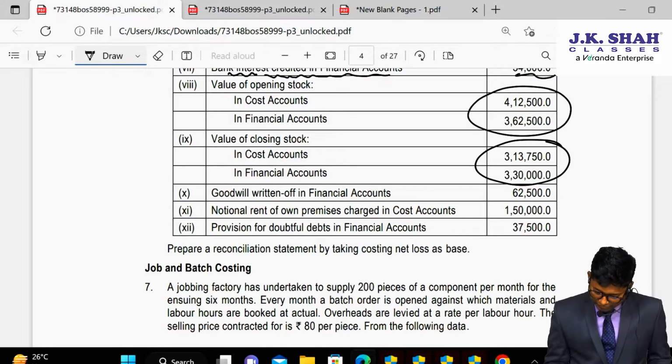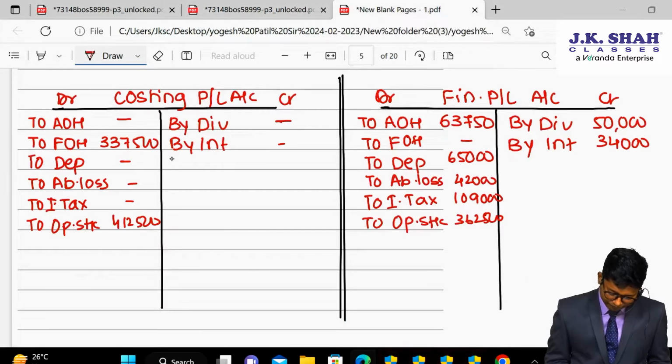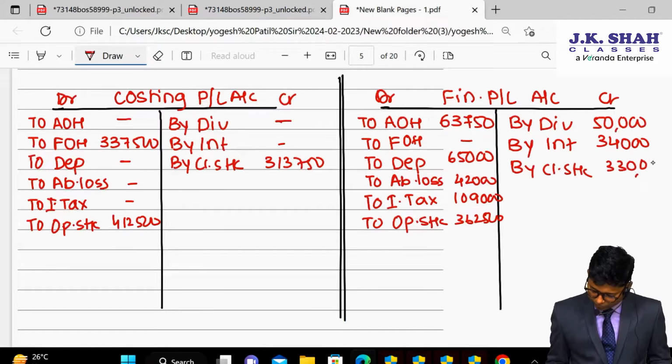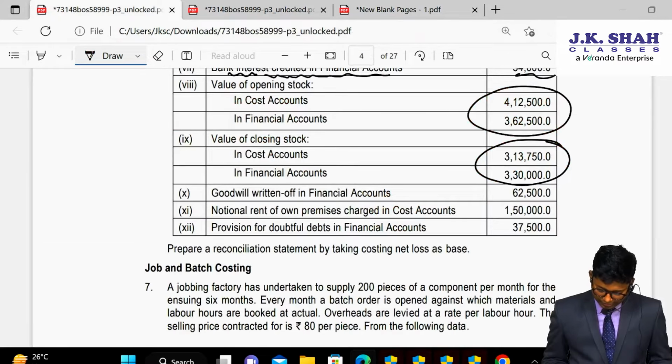Closing stock we always record on the credit side. Costing closing stock is 313,750. And financial closing stock is also available with us. Financial closing stock is 3,30,000. Next item, goodwill written off in finance 62,500.